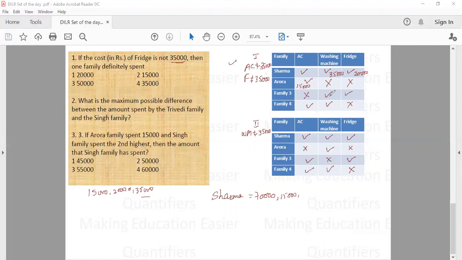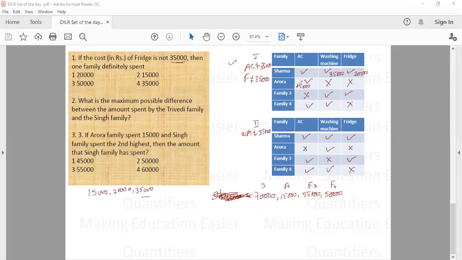Family 3 bought the washing machine and fridge. They must have spent 35 and 20, 55,000. And family 4 bought AC and washing machine, and AC cost 15,000, washing machine cost 35,000, so they must have spent 50,000. Right, so this was the case. This is the case for all four families, not for the Sharmas only. This is for the Sharmas, this is for the Aroras, this is for family 3 and family 4.